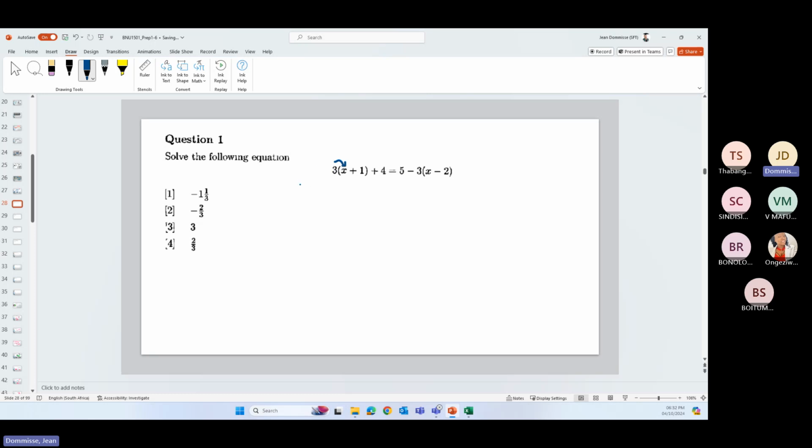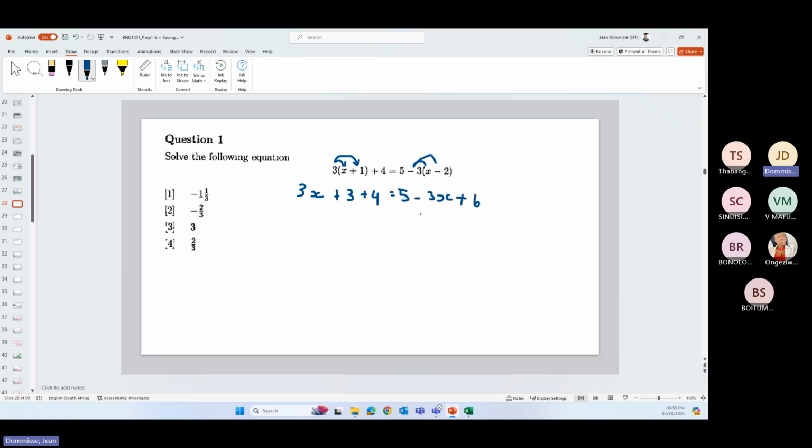So 3 times x is 3x. 3 times 1 is just 3. That is just normal plus 4. And then on the right-hand side, we've got the 5, that's separate. Then minus 3 times x is minus 3x. And minus 3 times minus 2 is positive 6. That again is an important one: minus 3 times minus 2 is positive 6.